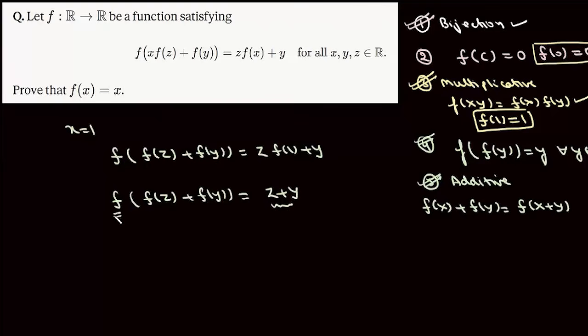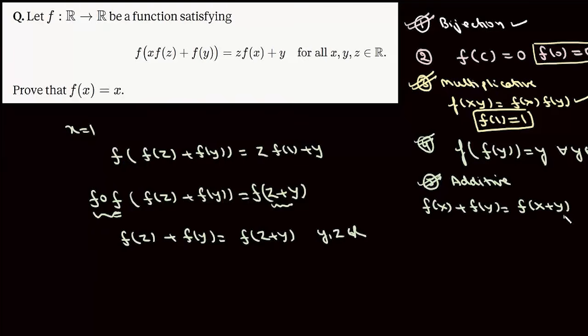And we also know that composition of f with f, it is involution. So f of f(y) will be simply y. So what we'll do is, we'll take f both sides. Now f of f(x) is simply x. So this left hand side will be f(z) plus f(y). It is f of z plus y for all y, z belongs to R. That means this function is additive and it is a Cauchy's equation.